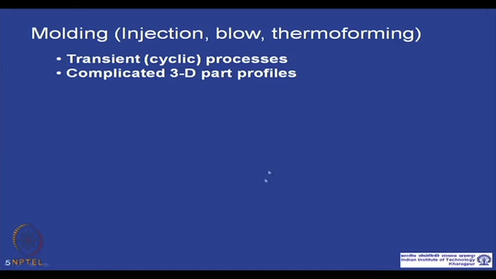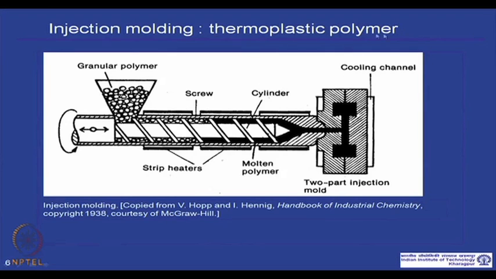Going to molding, molding is a cyclic transient process, and it can be used for making complicated 3-dimensional parts. As I said, it could be injection molding, blow molding, or thermoforming. Injection molding is done mainly for thermoplastic material, and it is similar to the extruder machine. There is a hopper where you add the granular polymer material and some additives which act as a mold release agent, so that after the part is formed, it can be easily taken out from the mold.